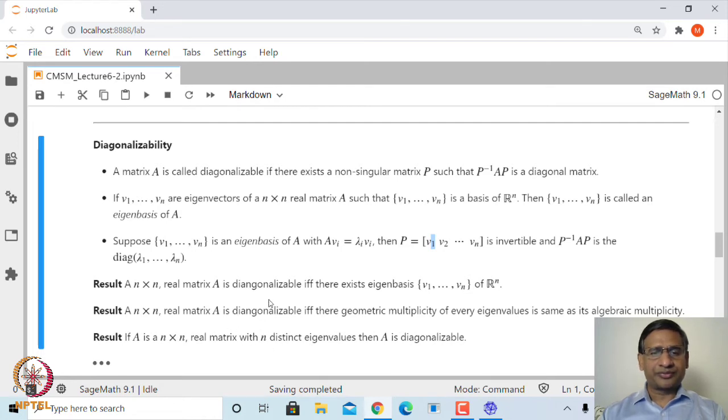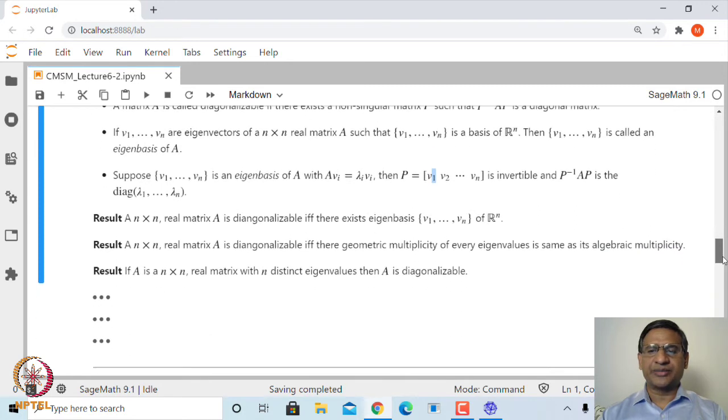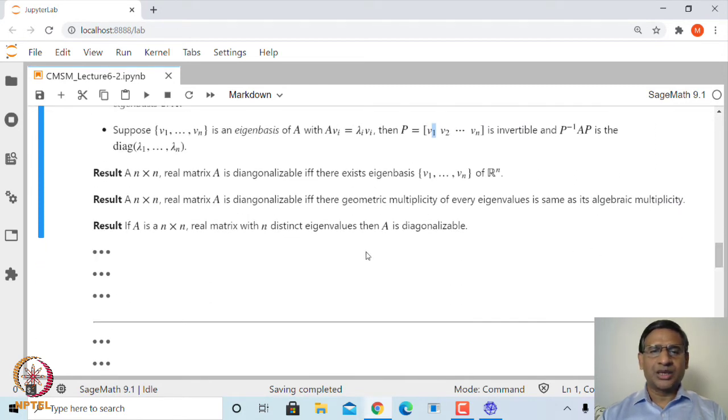Another way of proving that a matrix is diagonalizable or not is to look at the geometric multiplicity and algebraic multiplicity. In case the geometric multiplicity and algebraic multiplicity of every eigenvalue are the same, then the matrix is diagonalizable. In fact, it is an if and only if result. A matrix A is diagonalizable if and only if for every eigenvalue its algebraic multiplicity is the same as its geometric multiplicity.